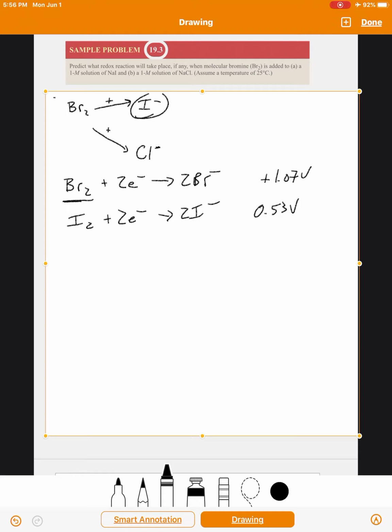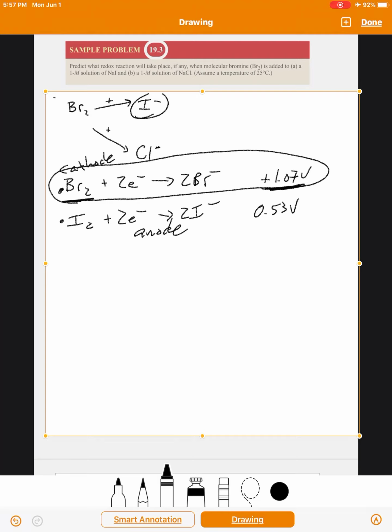If the bromine reacted, it's higher up. This one would be the cathode, and this one would be the anode, right? The one that has a more positive potential is the cathode. The way this table is set up, it's assuming everything in that table is a cathode, but the one that's higher up is the actual cathode. So this reaction will occur if you combine it with this. If you combine it with this, it will react to become bromide because this voltage is higher than this voltage.